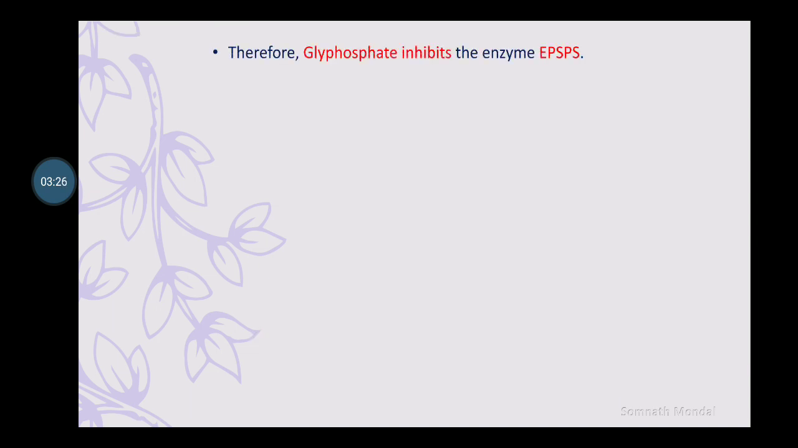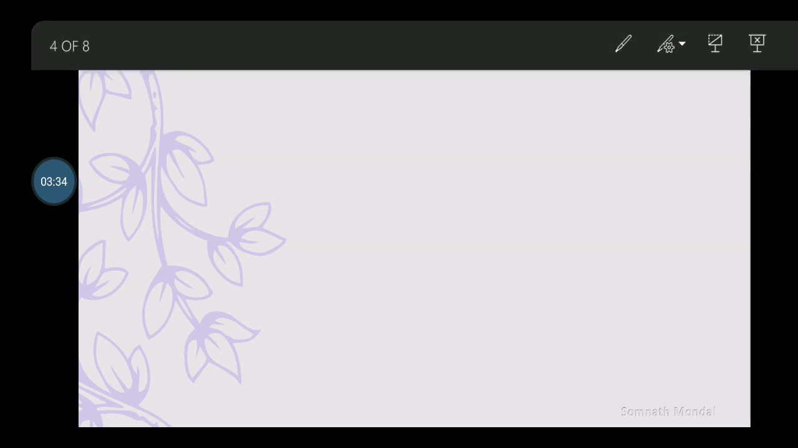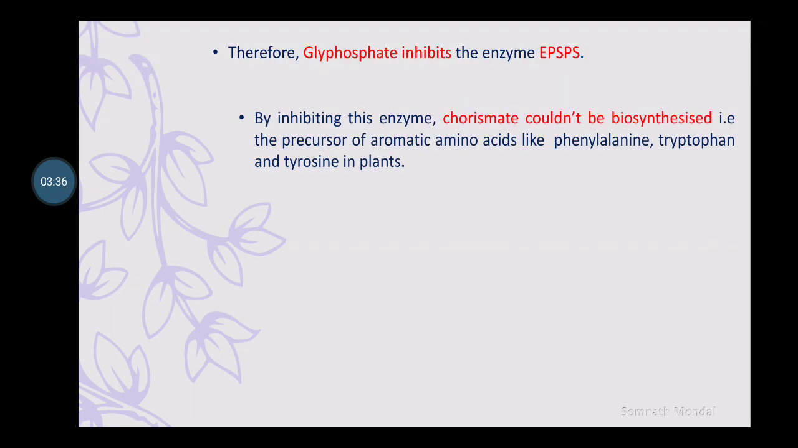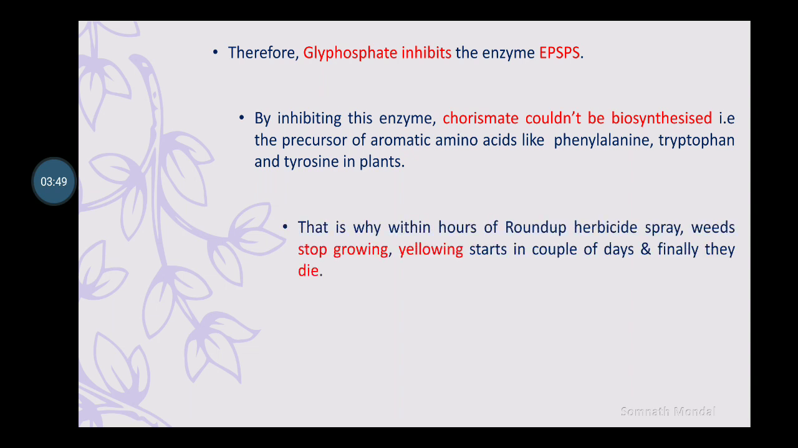Now glyphosate will inhibit the enzyme EPSPS and chorismate could not be biosynthesized. That is the precursor of amino acids like phenylalanine, tryptophan and tyrosine. That is why within hours of Roundup herbicide spray, weeds will stop growing, yellowing will start in a couple of days, and finally they will die.